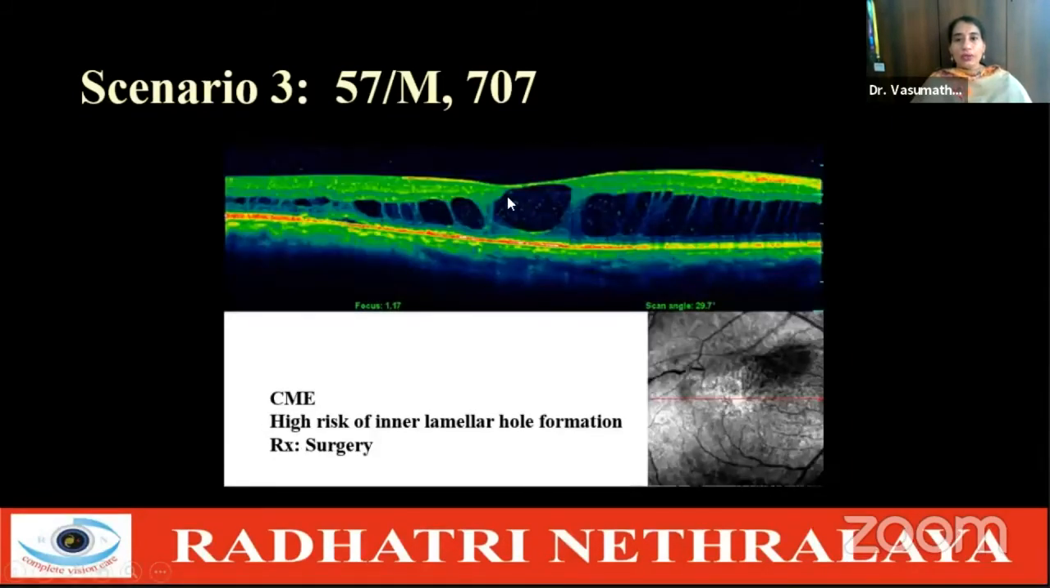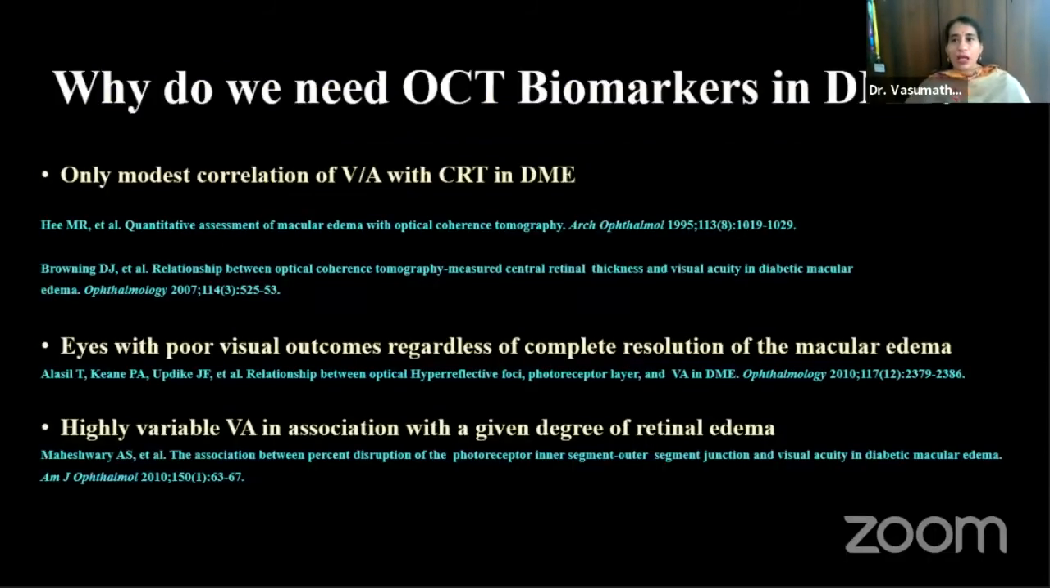And this foveola, you see, is so thinned out with so many cystoid spaces. So if we operate, there is a risk of de-roofing and an inner lamellar hole formation. So we did a careful vitrectomy, did not do an ILM peel, and the patient did well, as we saw in the previous slide.